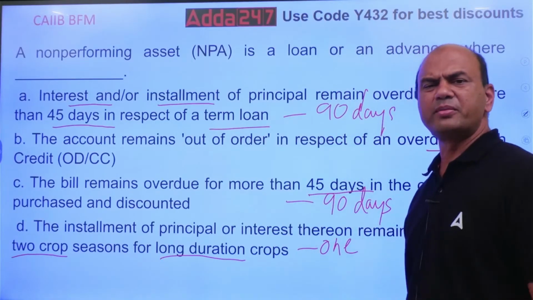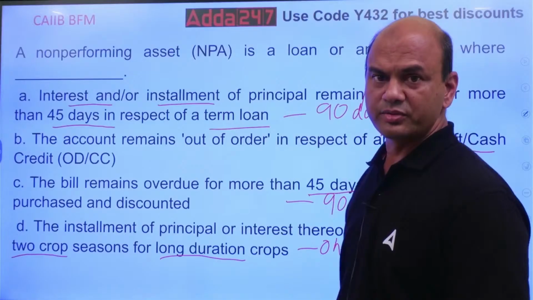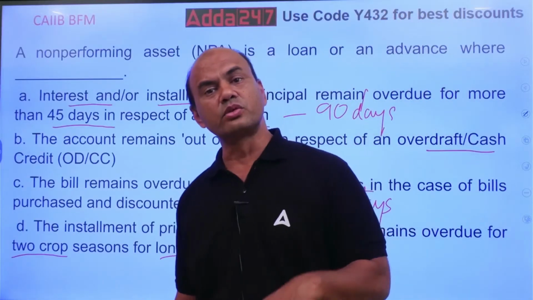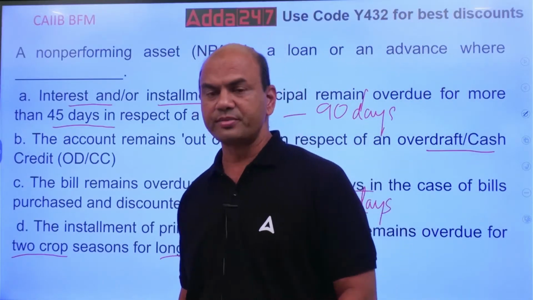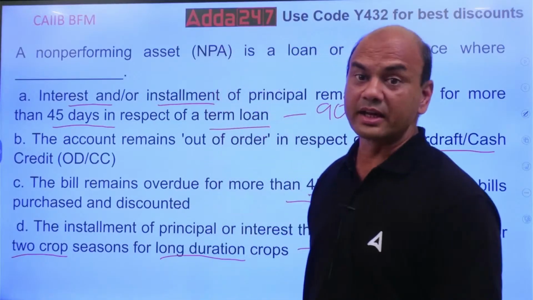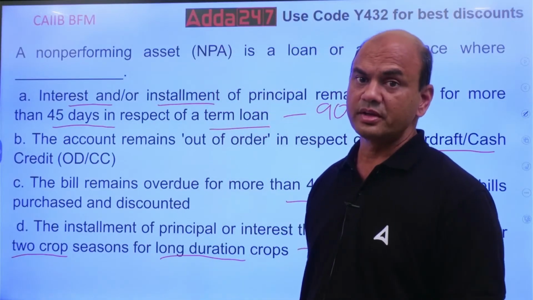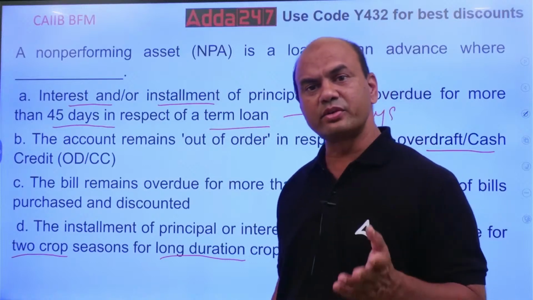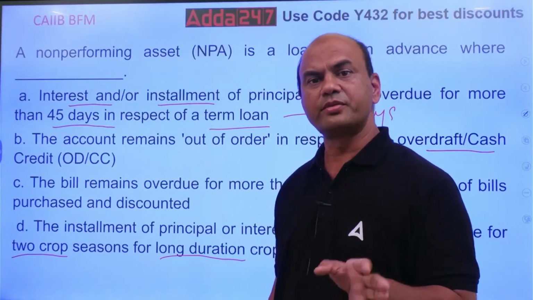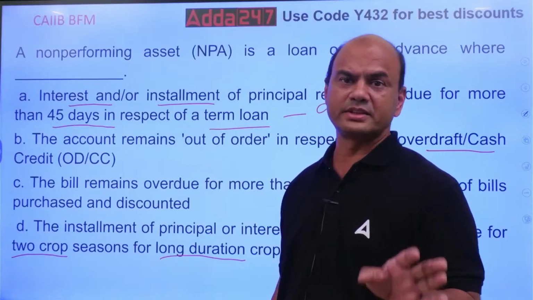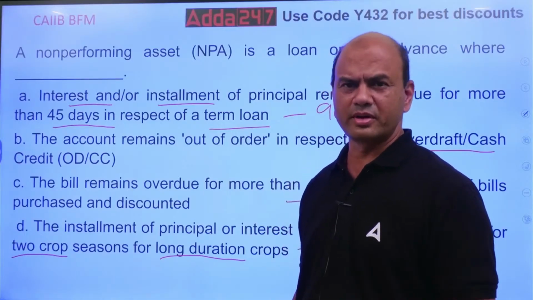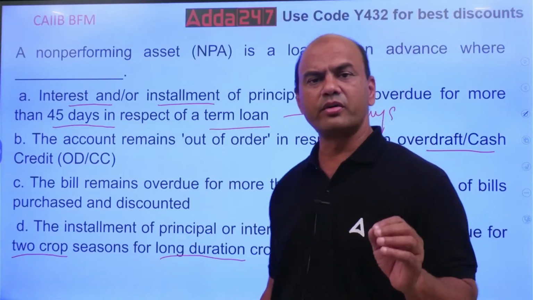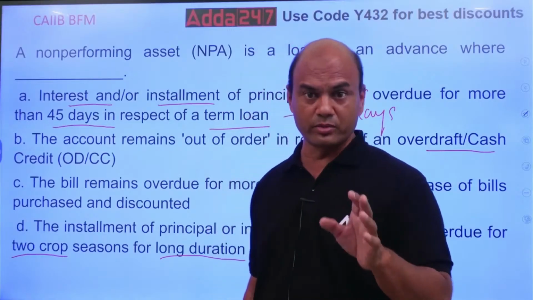Now many of you might be asking, sir, how do we know, we are bankers? Which is 1 crop, which is 2 crop, which is long, which is short? I don't know. In that case, what do we do? In that case, the list is given to you by the bank. It comes from RBI and various institutions. So you need not worry about it. Work as per the list. Don't apply your own brains.